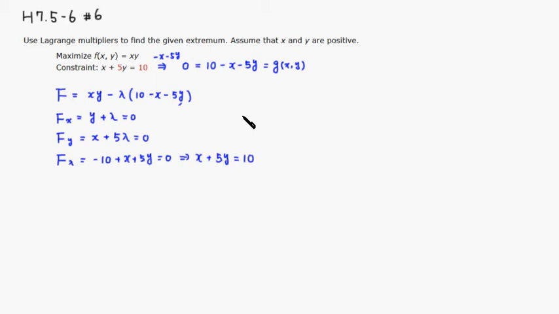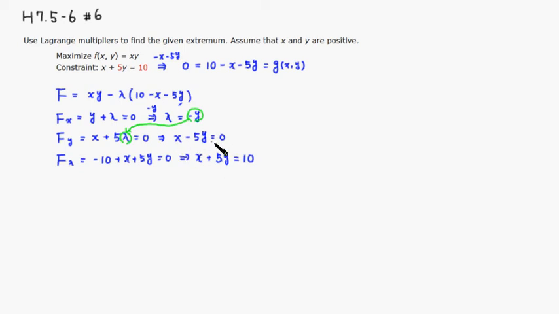Alright, so let's solve this. This one's pretty easy. So subtract y from both sides, then you get that lambda is equal to negative y. Right? Then we can plug this guy right into the second equation. So we will get x minus 5y is equal to 0, right?